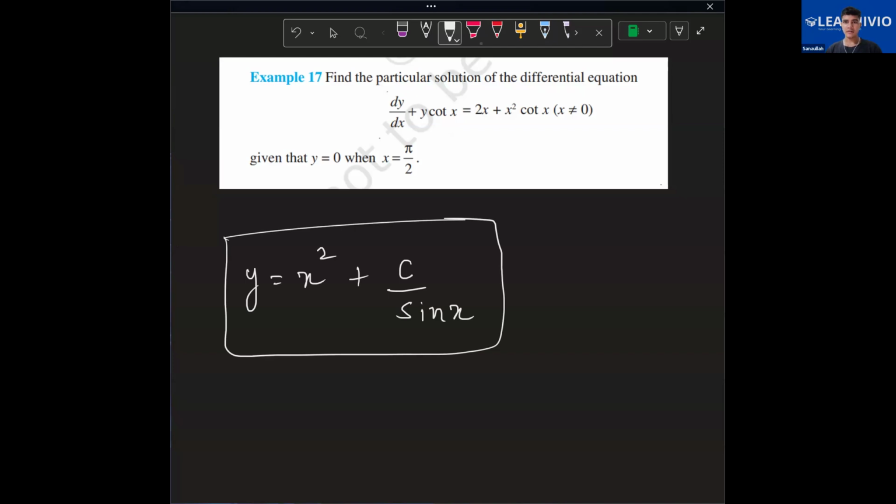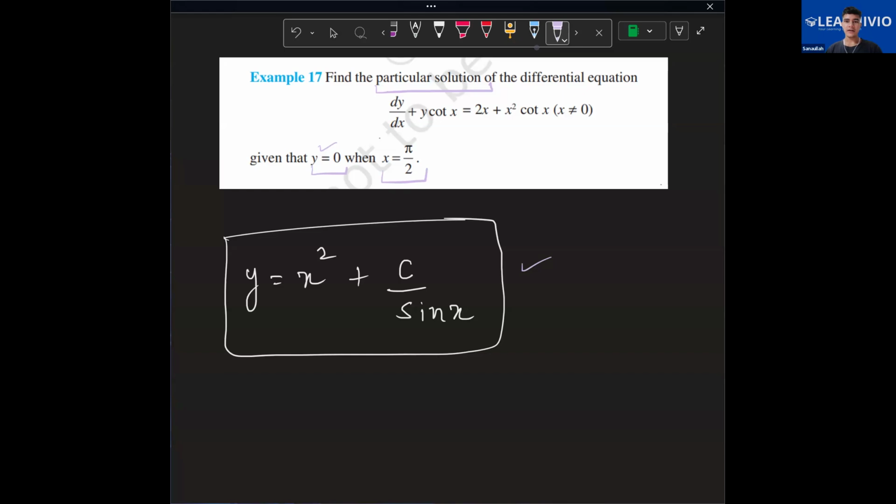आपको condition दिया हुआ है ना अली. You have a condition that when your x is 0, and when your x is pi by 2, then your y is 0. So just use this condition. You have to find the particular solution. No, this is a general solution. Is it clear? This general solution is right.